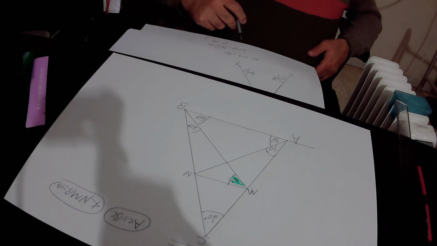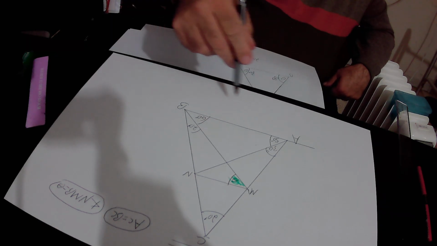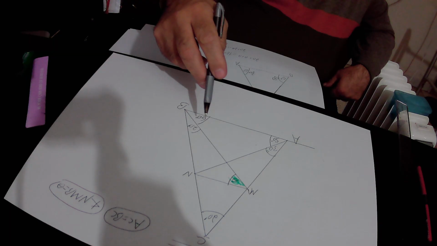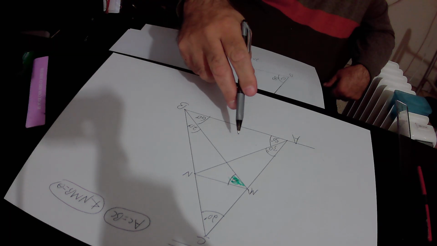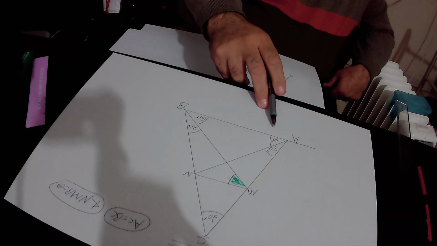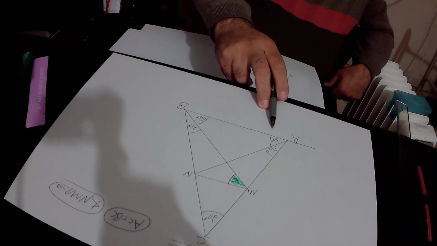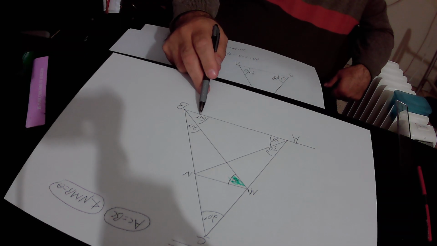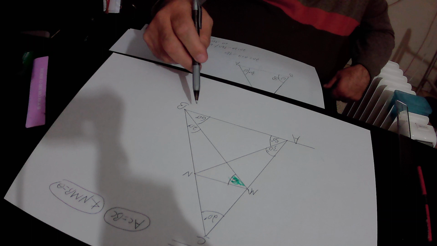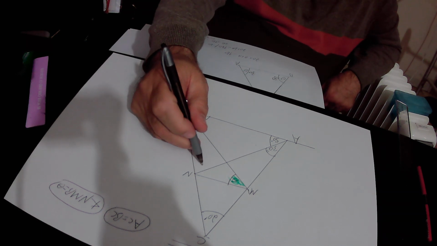In the next step, we'll focus on triangle NAB. In this triangle NAB, the sum of the angles must be equal to 180 degrees. Which angles do we have here? 50 degrees plus 80 degrees is 130 degrees. And in order to complete the sum of the angles in this triangle to 180 degrees, the missing angle must be equal to 50 degrees.